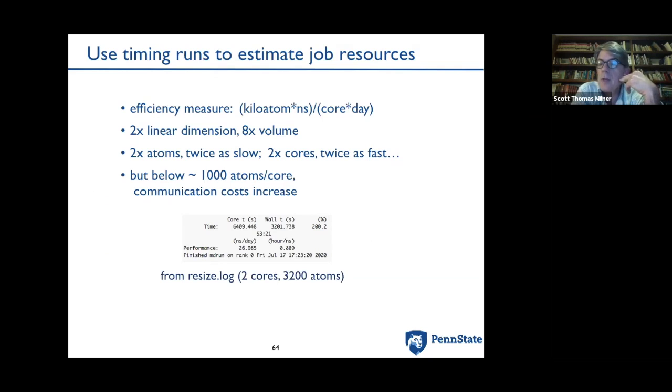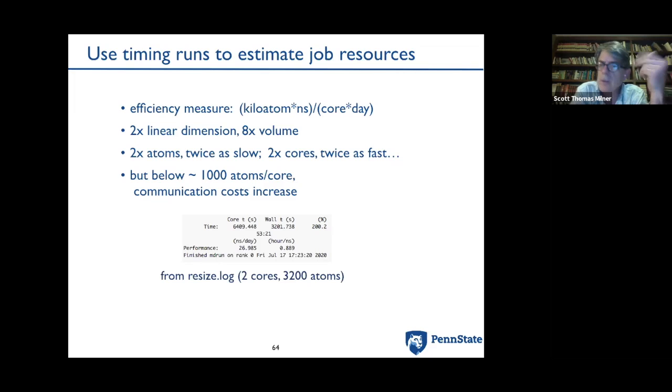That is, if you take a job with 50,000 atoms and you run it on 4 cores, and you increase the system size by the cube root of 2, so you have 100,000 atoms, and you run it on 8 cores, it'll basically run at the same speed in nanoseconds per day.